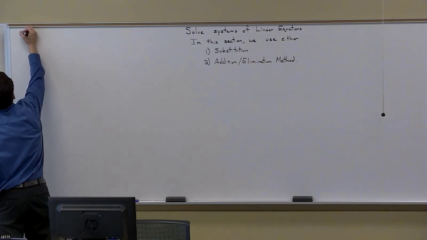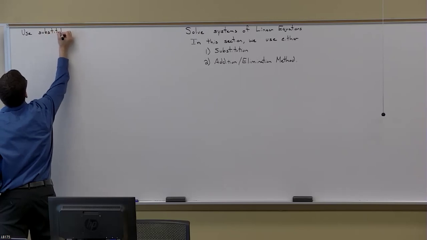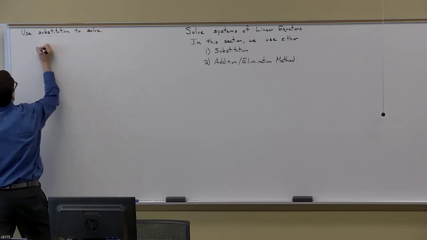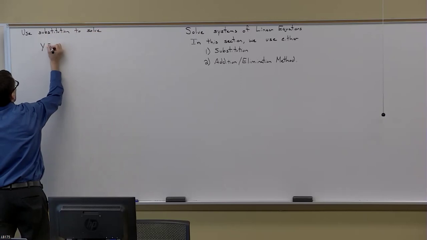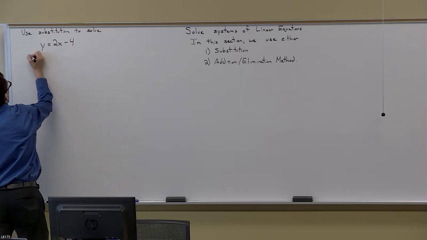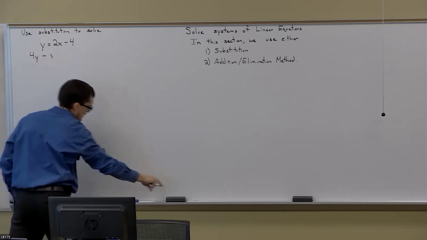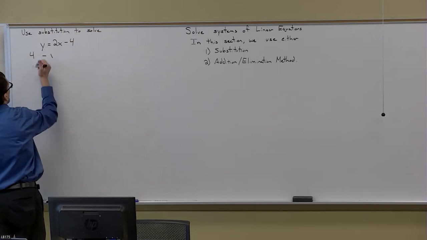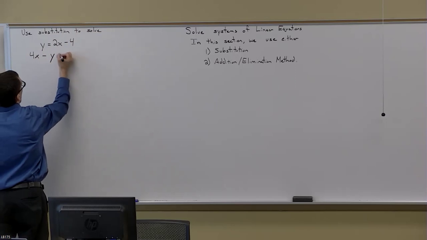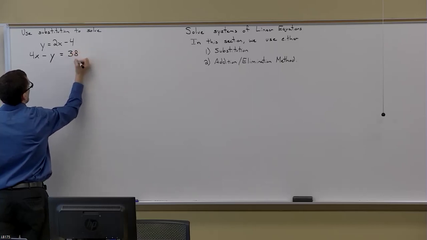So let's start with substitution. We're going to use substitution to solve the following system. y equals 2x minus 4 and 4x minus y, oops, I said 4x or y, 4x minus y is equal to 38.